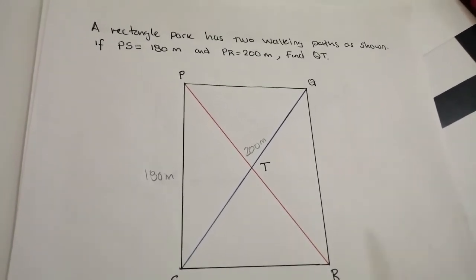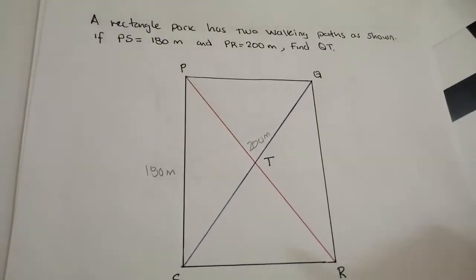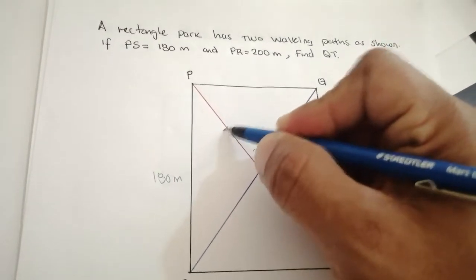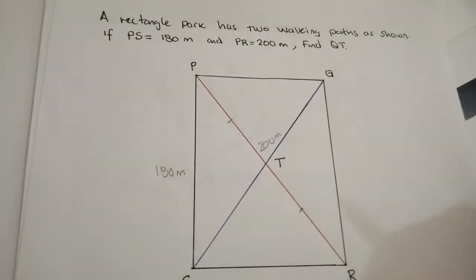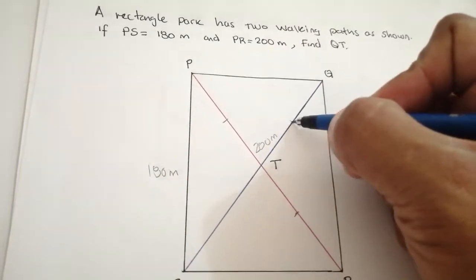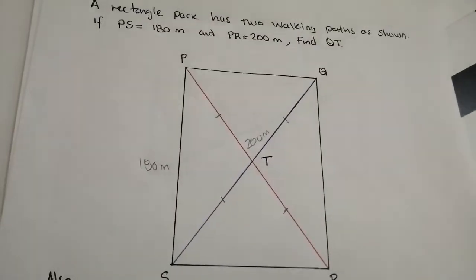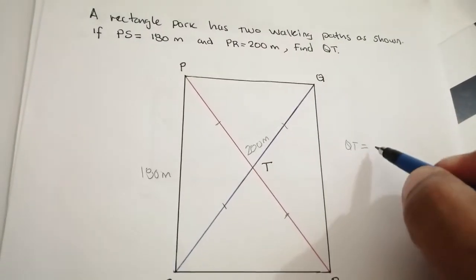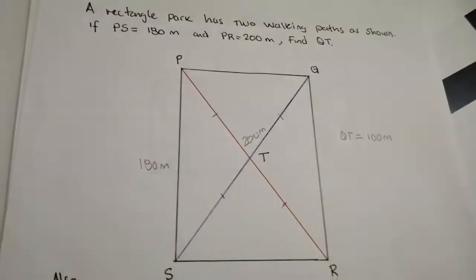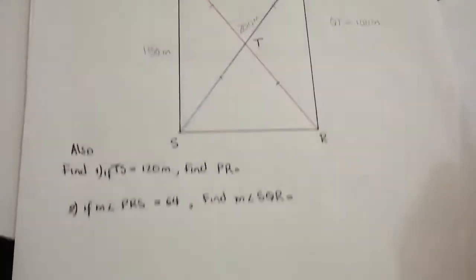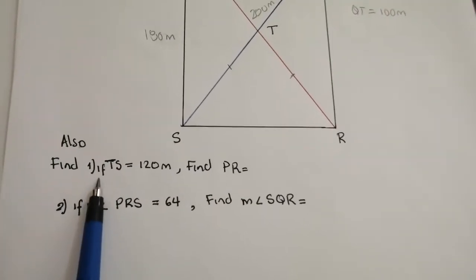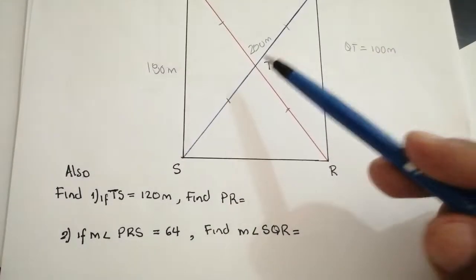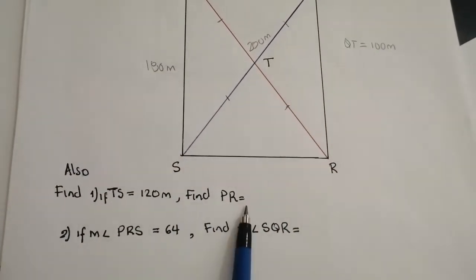I know that QT is just half of the diagonal. Since we know the diagonals bisect each other, PT and RT are congruent. The same will happen with QT and ST. Therefore, QT will be half of the diagonal PR, which is 100 meters. Now they also ask you to evaluate this: if TS is 120, that's a different value, find PR.